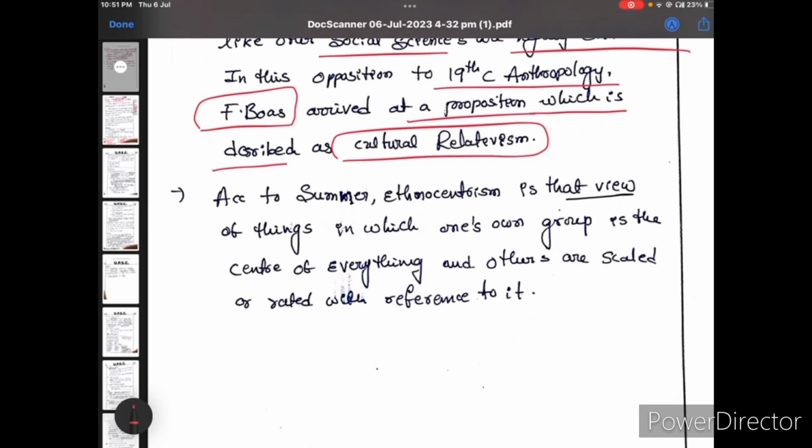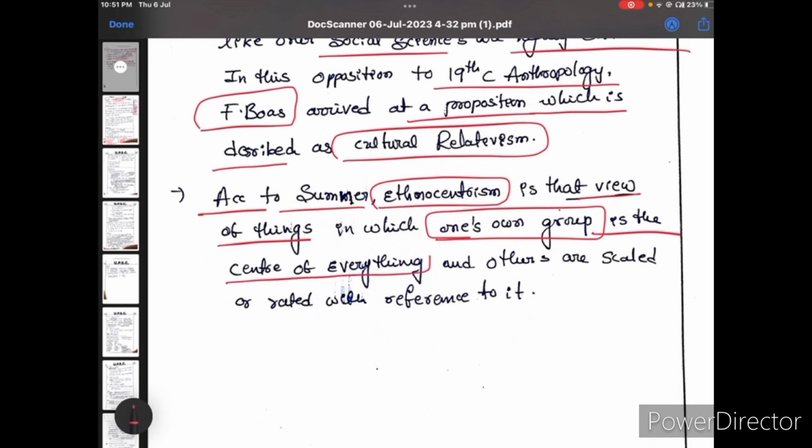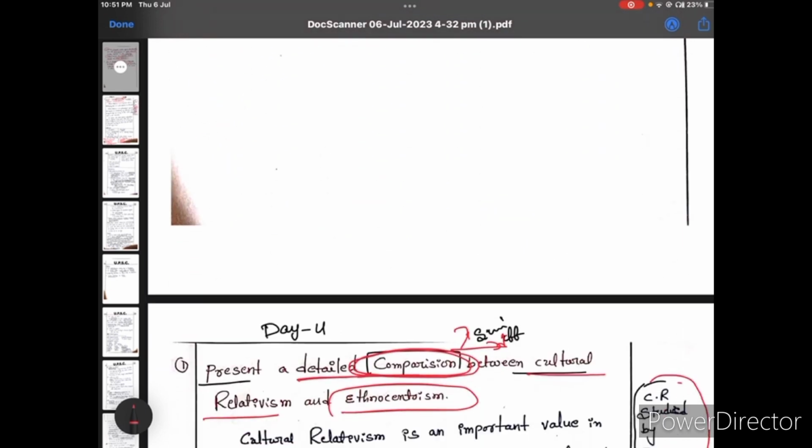And at the same time, according to Sumner, ethnocentrism is the view of things in which one's own group is the center of everything. So they believe that one's own group is the center of everything, and the others are scaled or rated with reference to it. Okay, next.